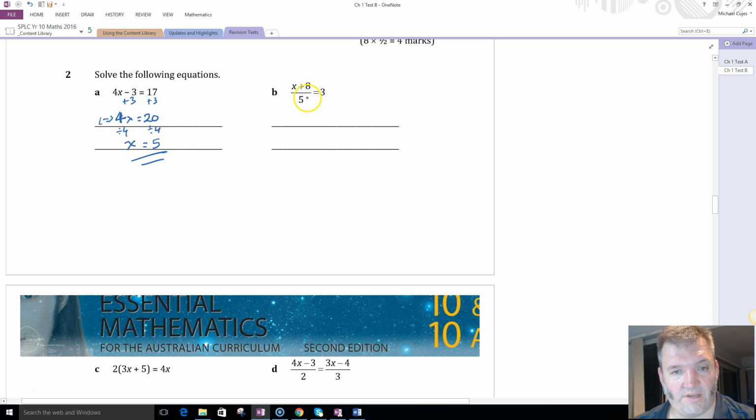Last one here, x plus 8 over 5 equals 3. I don't like that divided by 5, so I'm going to multiply by that first. So I'll have x plus 8 equals 15, then I subtract 8. And x is 15 minus 8 is 7. Alright, let's keep going.